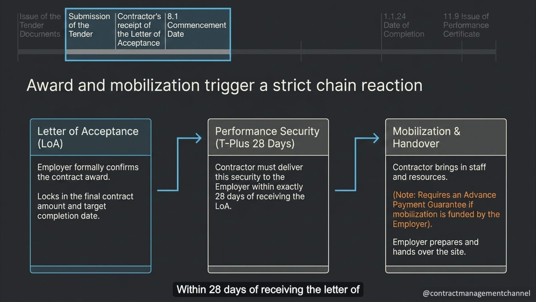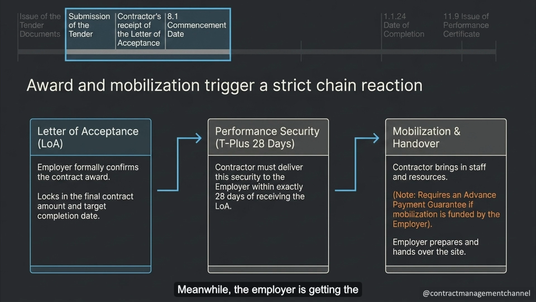Within 28 days of receiving the letter of acceptance, they need to deliver a performance security to the employer. I've covered performance security in more detail in another video. Check the link at the top right if you want the full picture. While that's happening, the contractor starts mobilizing, bringing in staff and resources. If they need an advance payment to fund that mobilization, they'll need to provide an advance payment guarantee first.